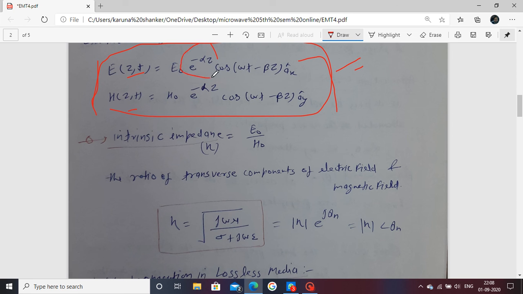Here alpha is the attenuation constant and beta is the phase constant. When the electric field propagates, the amplitude decreases by this factor, and the magnetic field also decreases by this factor. This is the magnitude E naught of the electric field, and this is the magnitude H naught of the magnetic field. This shows the unit vectors: the electric field is in the x direction, the magnetic field is in the y direction, and the overall wave propagates in the z direction, as indicated by beta z here.